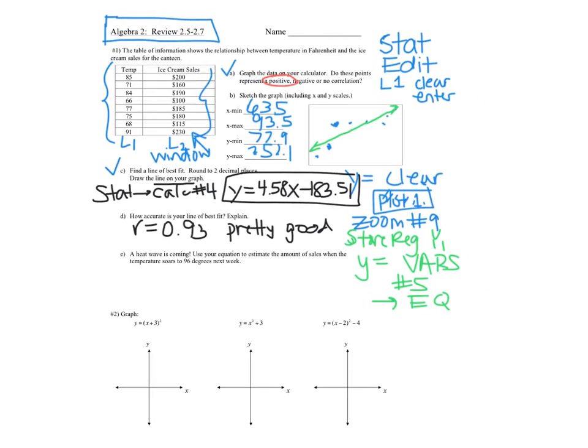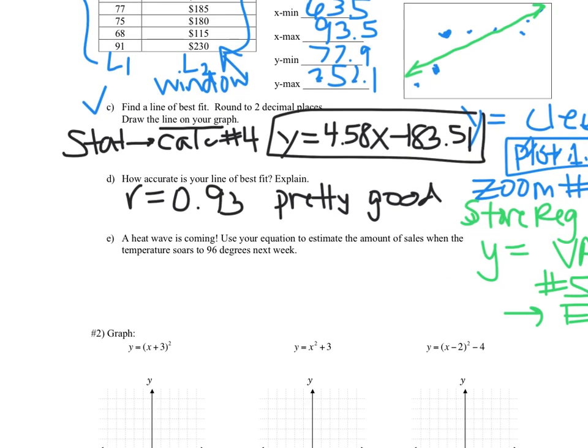Okay, graph, and there it is. So we should have dots, we should have a line, and now we're on to part E. A heat wave is coming, oh no. Use your equation to estimate the amount of sales when the temperature soars to 96 degrees next week.